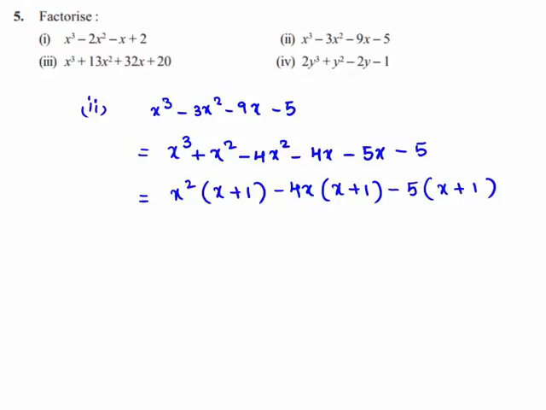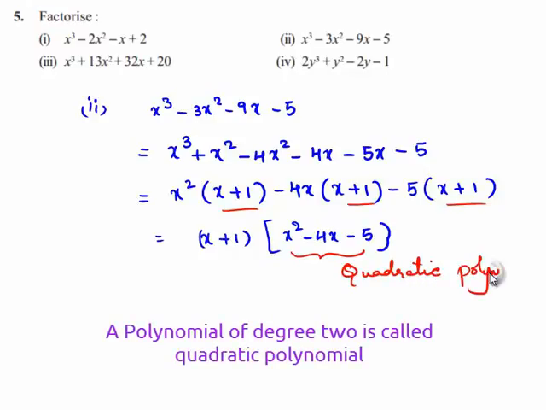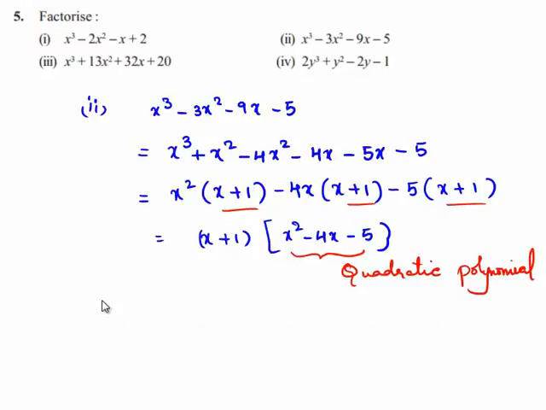If we observe, we can find x plus 1 as a common from all the terms. So we can take x plus 1 as a common from the whole, and we can write it as x plus 1 times of x square minus 4x minus 5. So this is a quadratic polynomial. So we need to find the factors for x square minus 4x minus 5.